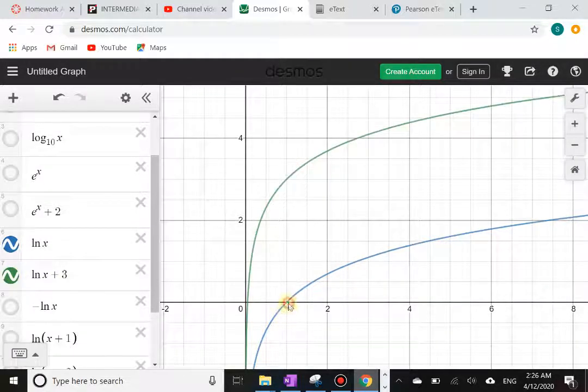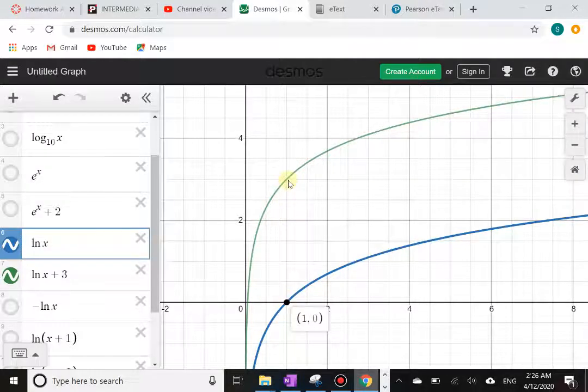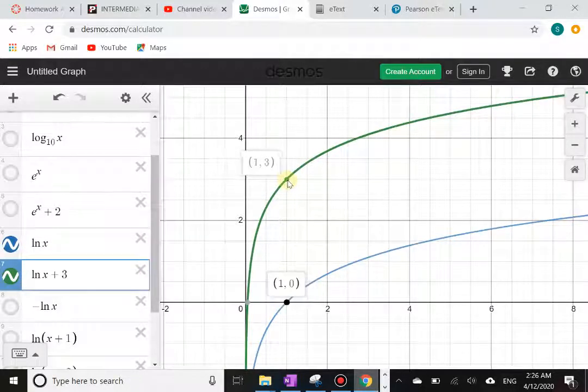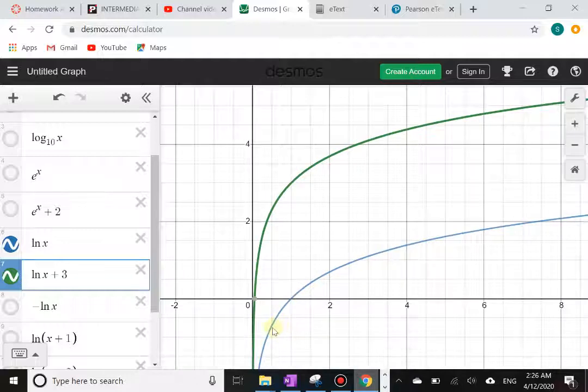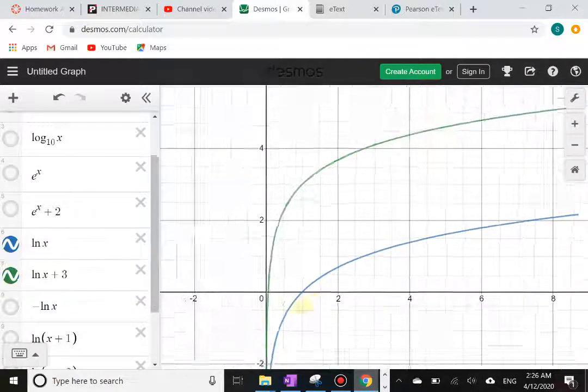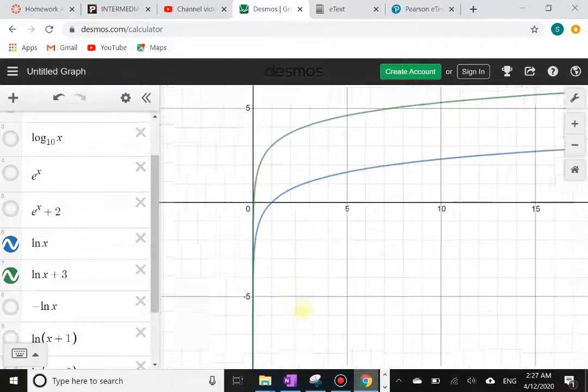Again, notice the point that was in here, 1, 0, is now at 1, 3. It moved up 3 units. And likewise, everything moves up 3. This point, up 3. This point, up 3. Everything. This point here goes up 3. Okay, and this is kind of how they look.